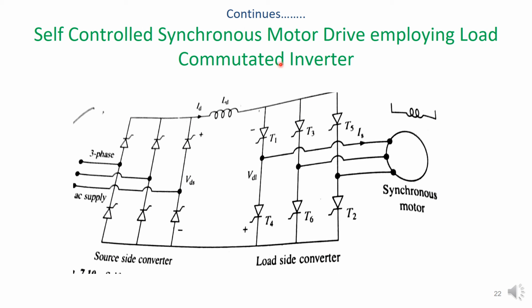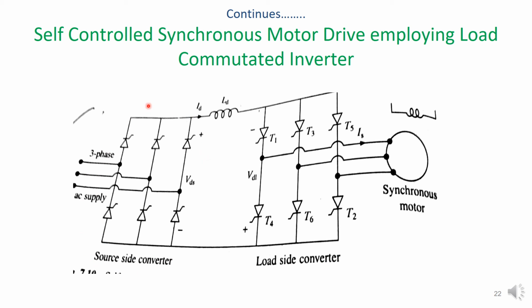Now, let us see the self-controlled synchronous motor drive employing a load commutated inverter. In large power drives, the wound field type synchronous motors are employed. Here it shows the wound field type synchronous motor drive. For medium power applications, we can go for permanent magnet synchronous motors. So here we can see we have two types of converters: the source side converter and the load side converter.